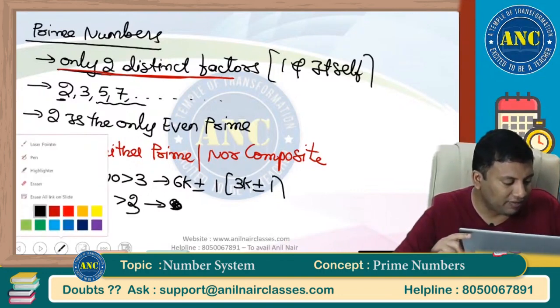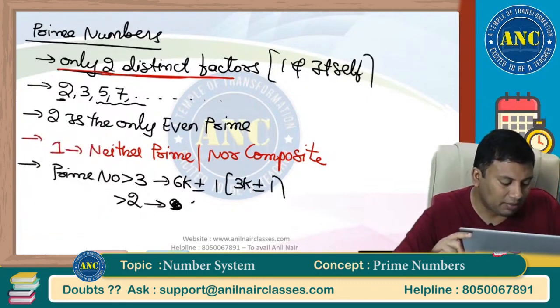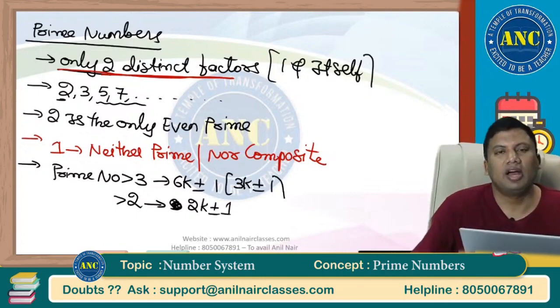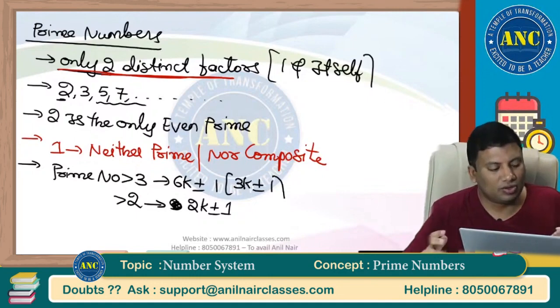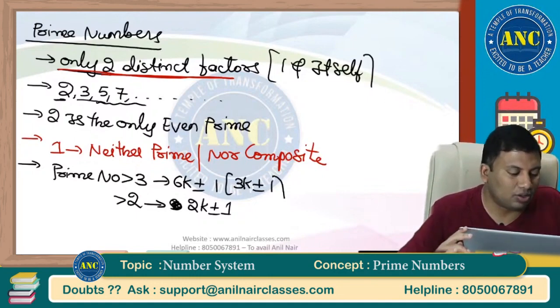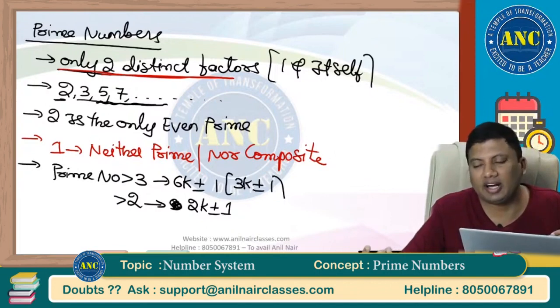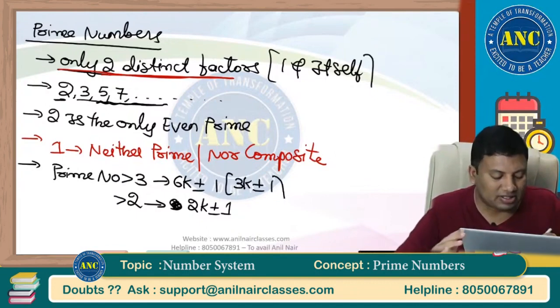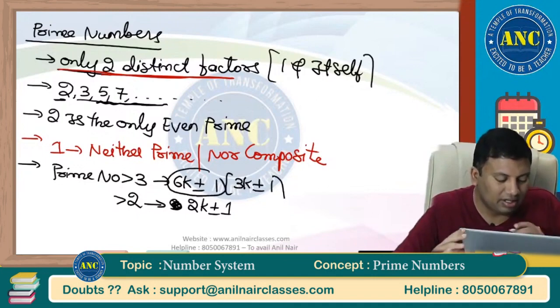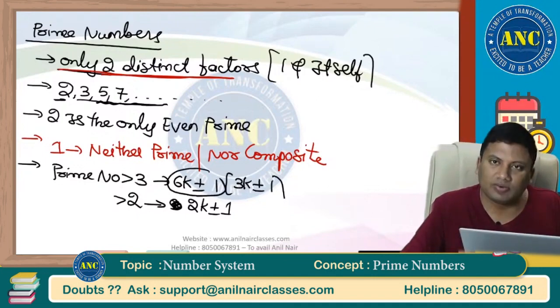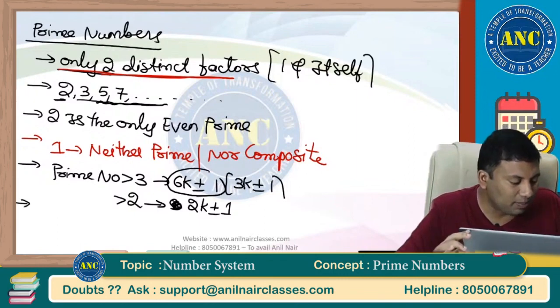Any prime number greater than 2 is an odd number. An odd number can be of the form 2k plus or minus 1 and 3k plus or minus 1. Any prime number greater than 3, like 5, 7, 11, 13, 17, 19, is of the form 3k plus or minus 1. So, in general, we will use 6k plus or minus 1.